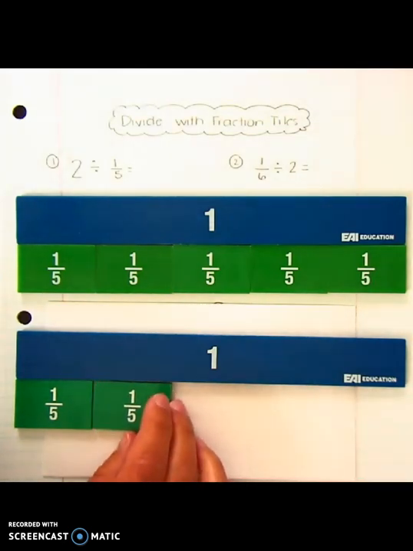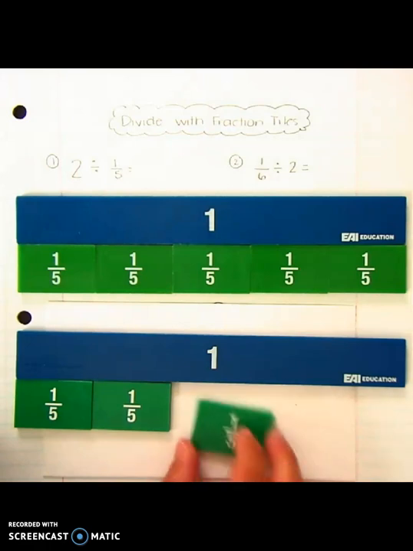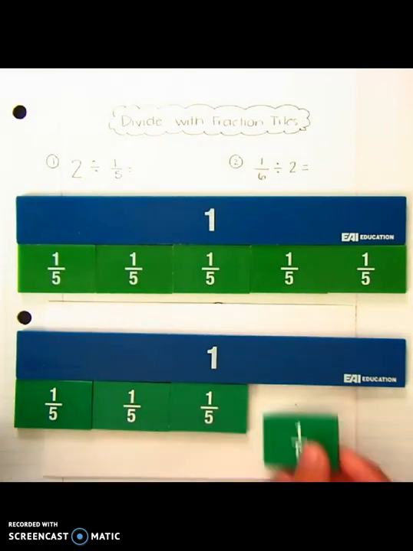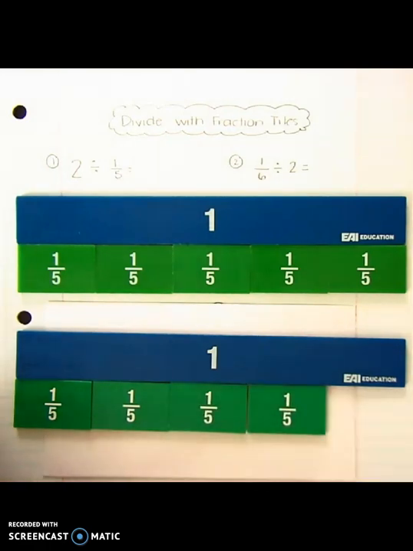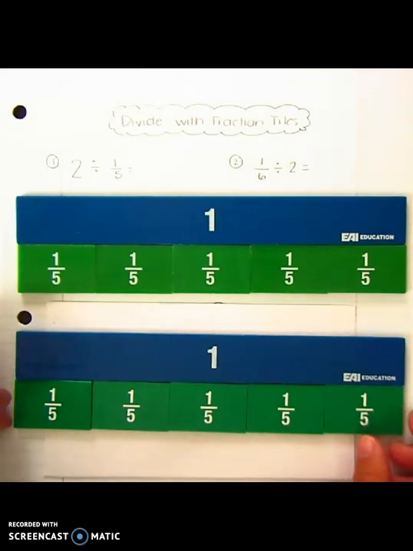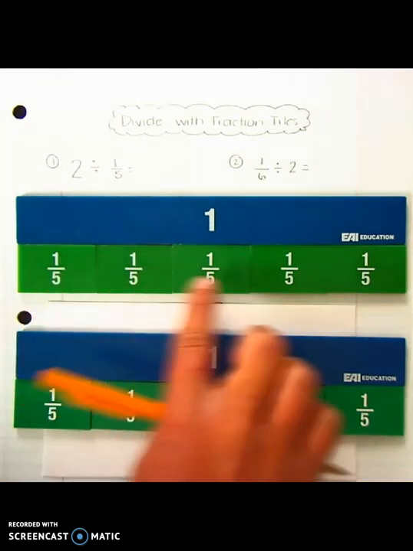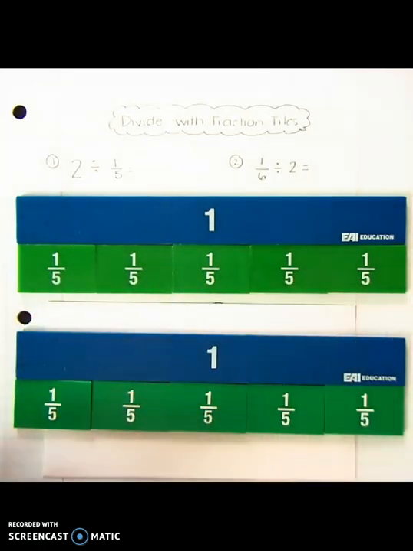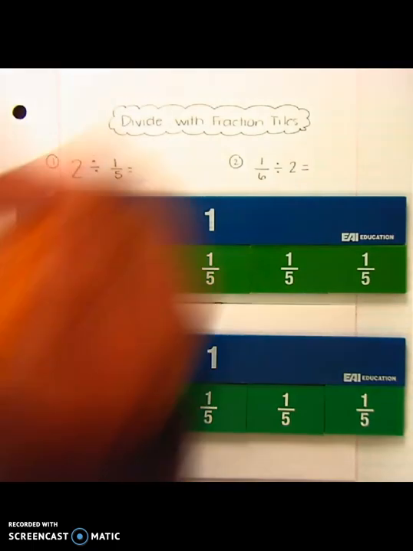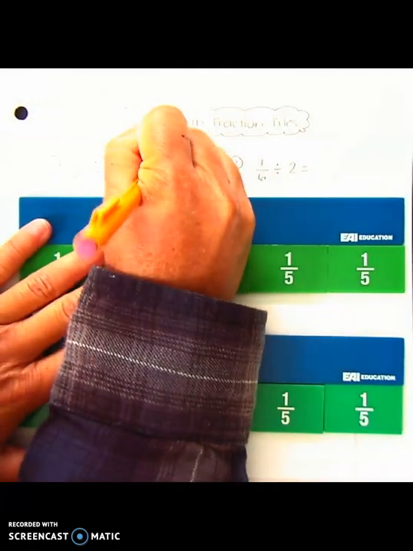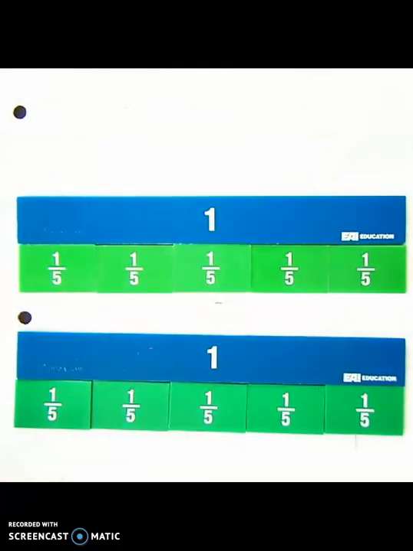And you might be starting to recognize some patterns that occur because as I line up these 1/5 tiles, I can tell that 2 divided by 1/5 is equal to 10. So I know that 2 divided by 1/5 will give me 10 separate groups of those green 1/5 tiles. So that's one way of taking a look at dividing a whole number by a fraction.